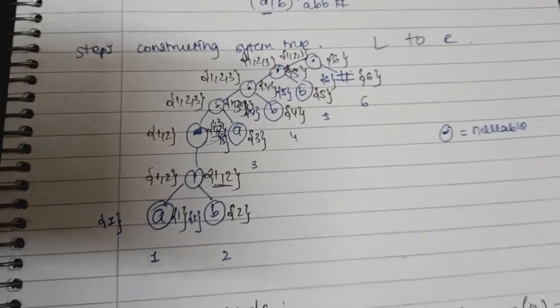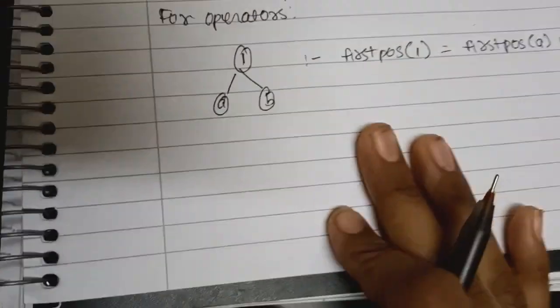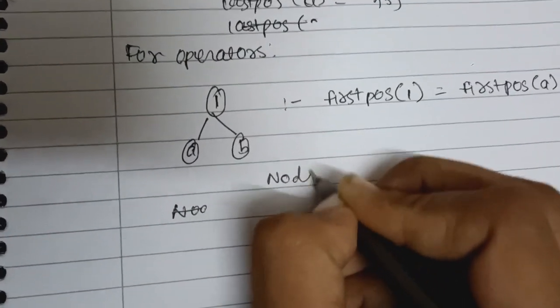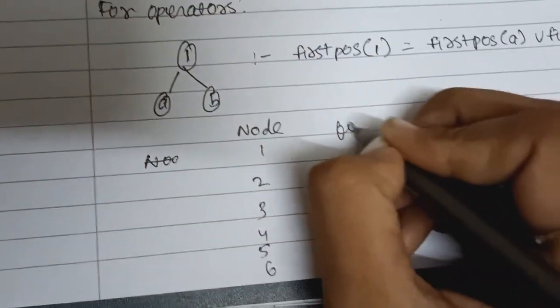Now let's go to step number 5, that is calculating the follow positions. For calculating the follow position, we'll calculate the follow position for every node, that is 1, 2, 3, 4, 5 and 6, and here we will have the follow position.